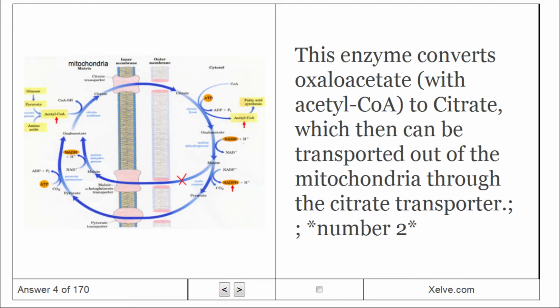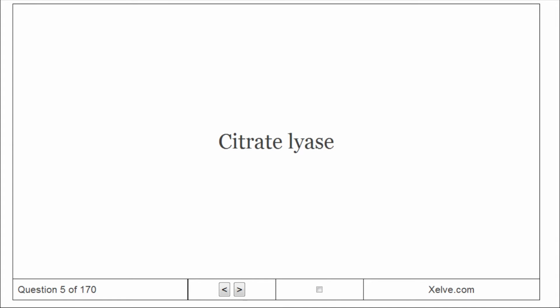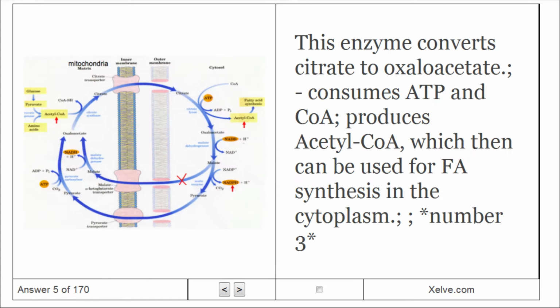2. Citrate lyase. This enzyme converts citrate to oxaloacetate, consumes ATP and CoA, and produces acetyl-CoA, which then can be used for FA synthesis in the cytoplasm.